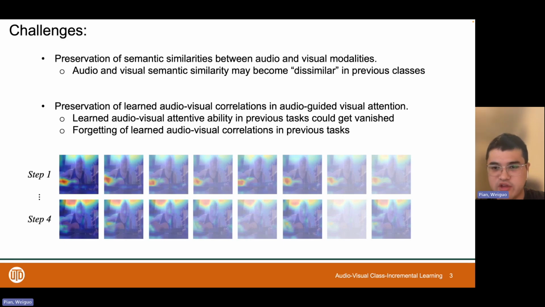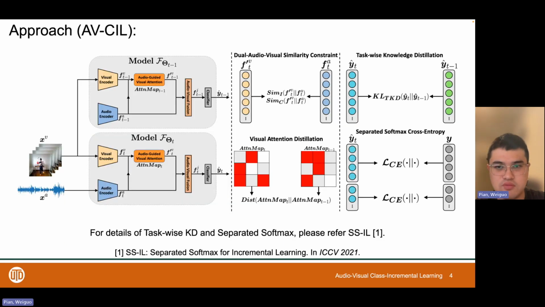Specifically, in this figure, the heat map in each frame shows the attentive level of different spatial regions by the corresponding audio, and the transparency of each frame demonstrates its temporal attentive level. We can see that the learned audiovisual attentive ability in previous tasks vanishes, which causes forgetting of learned audiovisual correlations in previous tasks. To address these challenges, we propose a new training approach for audiovisual class-incremental learning named ABCL.